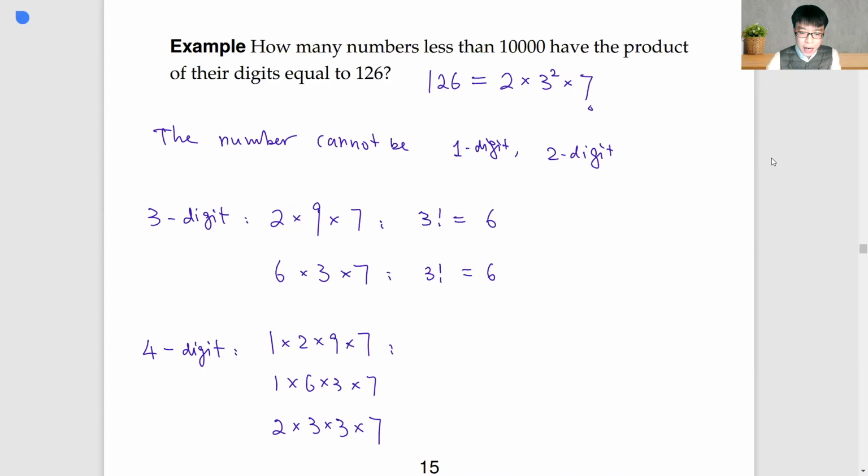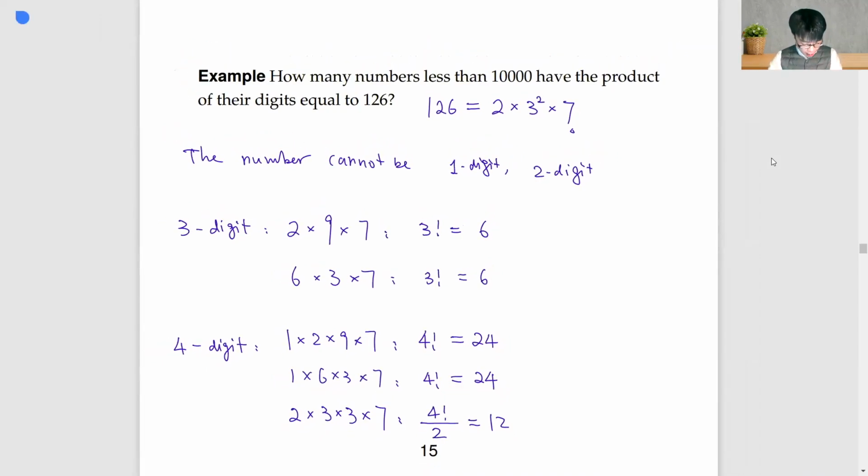Right. So for 1, 2, 9, 7, this is 4 factorial, which equals 24 cases. For 1, 6, 3, 7, again there are 4 distinct digits, so we have 4 factorial, that is 24. But for 2, 3, 3, 7, let's be careful, because here we have 2 digits the same. We have two 3s. We cannot just do 4 factorial because 3 is repeated. That means if these two 3s are switched, that corresponds to the same number. In that sense, we need to divide 4 factorial by 2. So the number of different arrangements is 12. So those are 5 cases, and then we add them together. There are 72 cases in total.